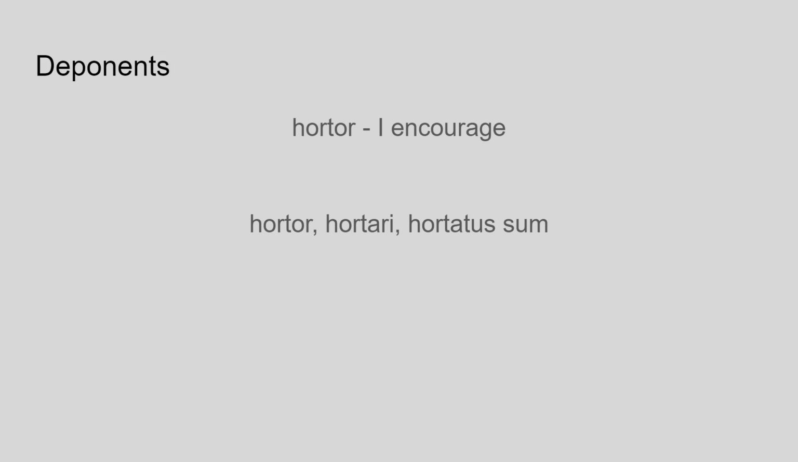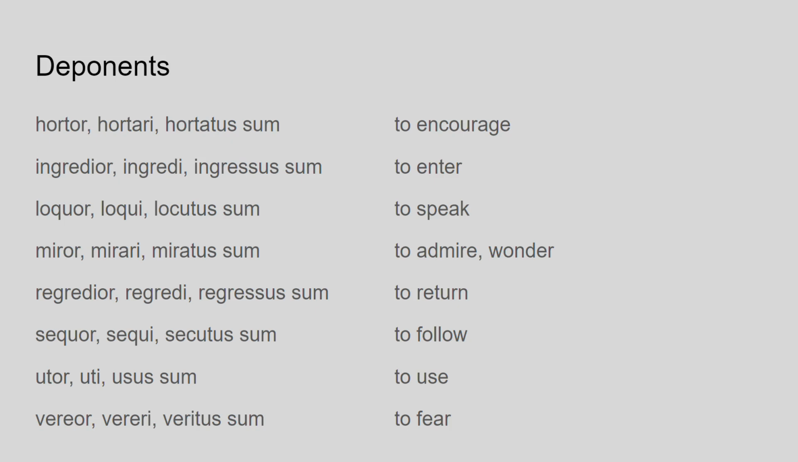Because it's deponent, it only has 3 principal parts rather than the usual 4. This is because the third principal part, the perfect tense stem, uses the perfect passive participle, hortatus, and the verb to be. This is the way passive perfect tenses are formed. This means we already have the perfect passive participle in the list and don't need it again separately. Here are some common examples of deponent verbs: hortor, ingredior, loquor, miror, regredior, sequor, utor, and vereor.